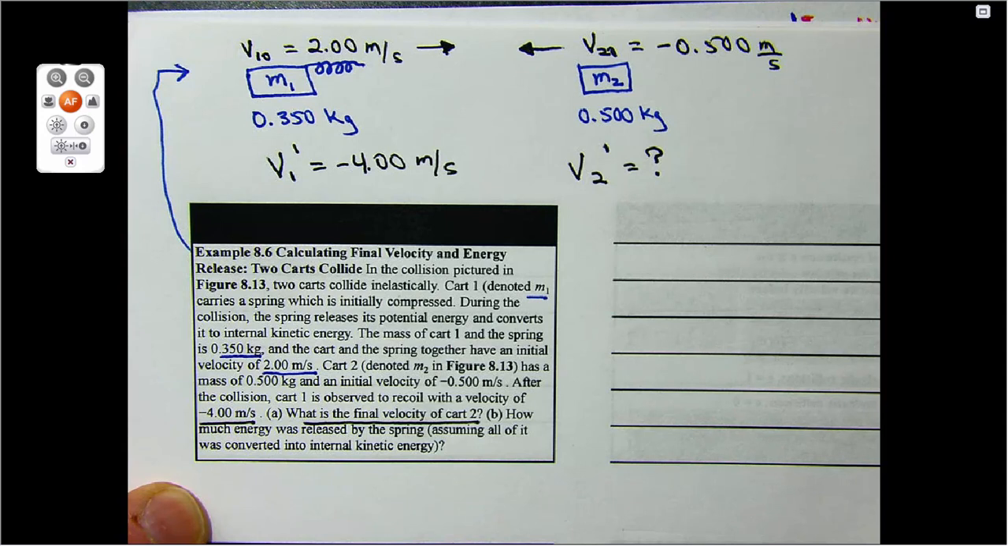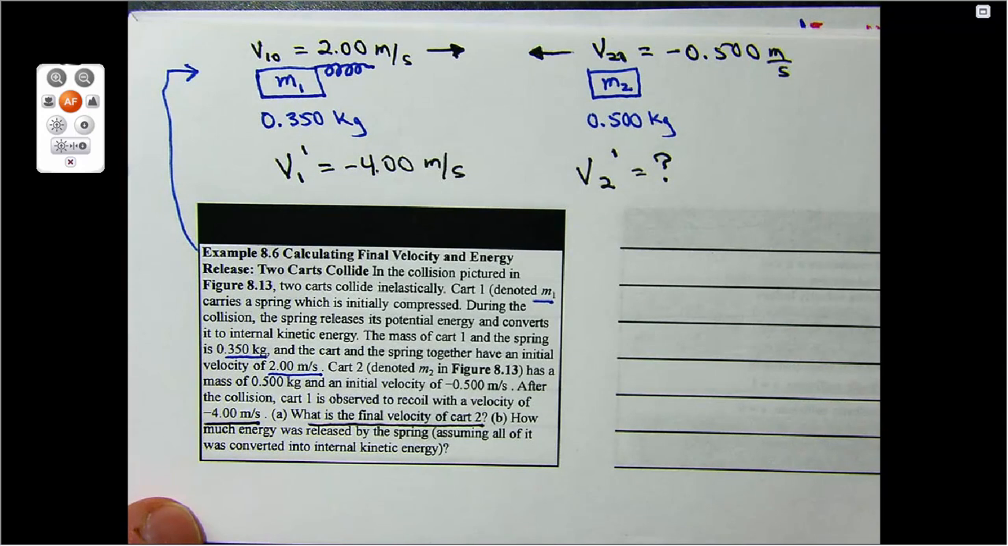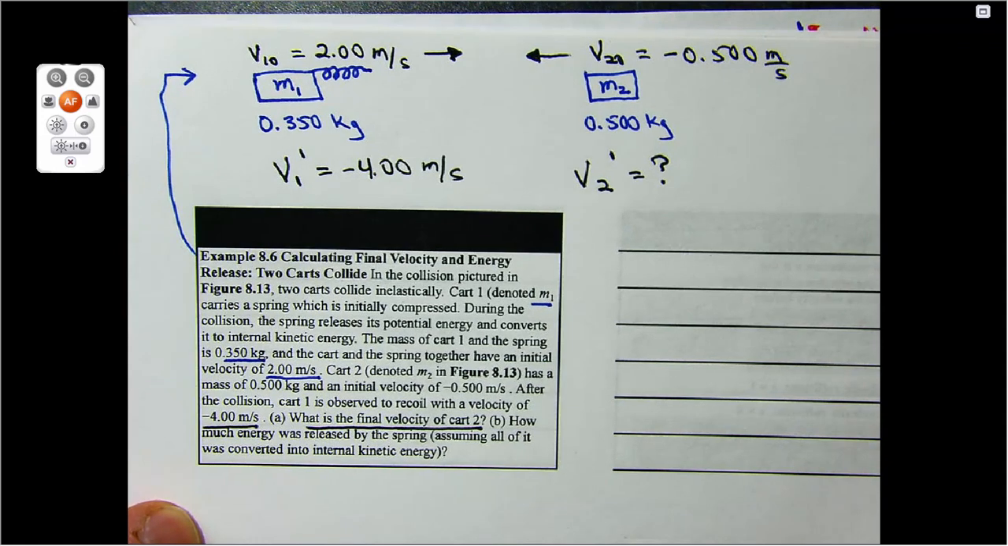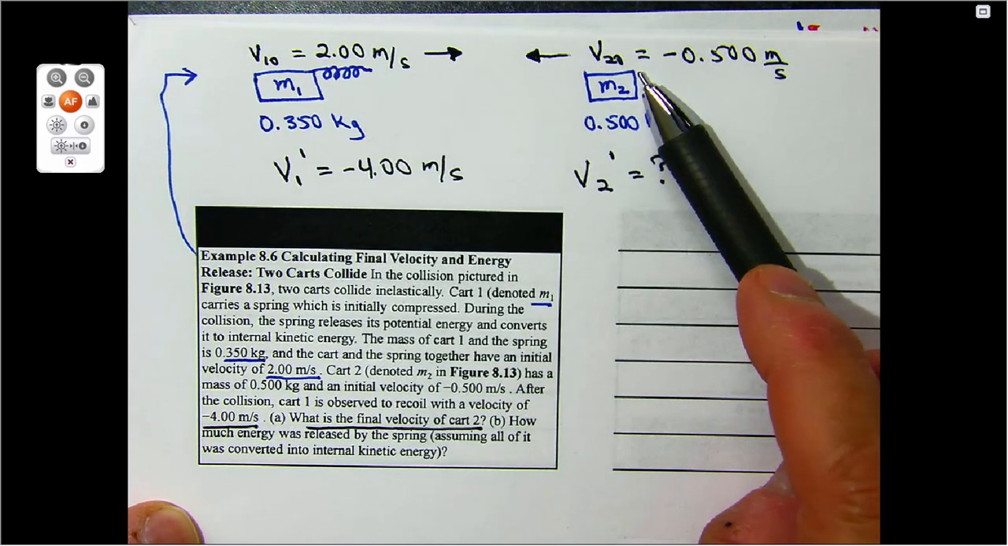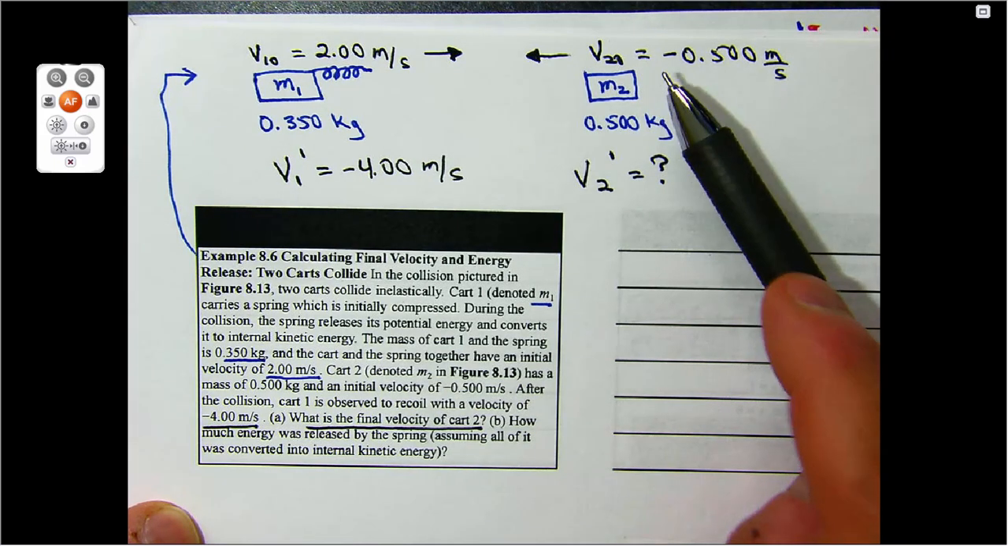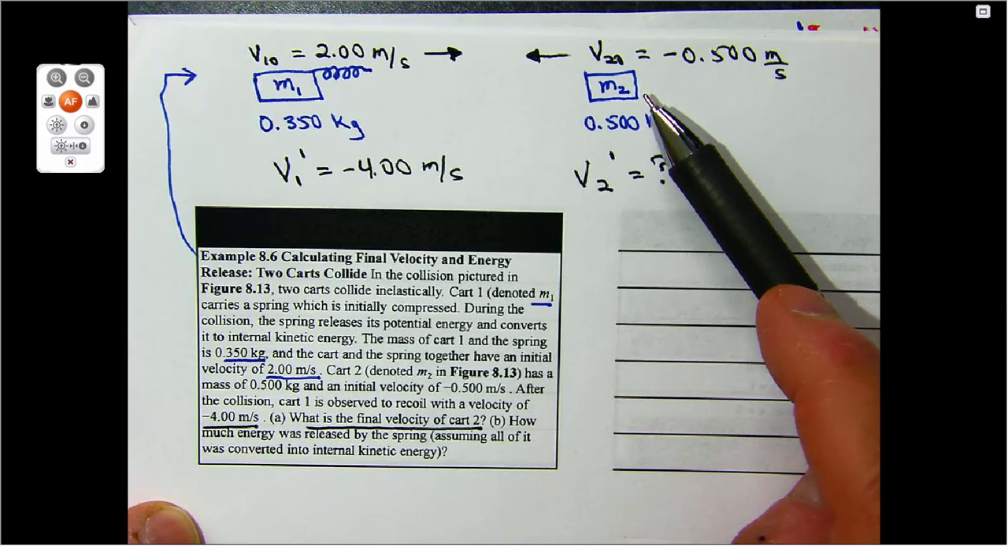Okay, what type of collision do we have? Elastic. Can we use the cheater equation I gave you? No. Why not? Because this one's already moving, right? That cheater equation I gave you is only for when one of them is at rest.